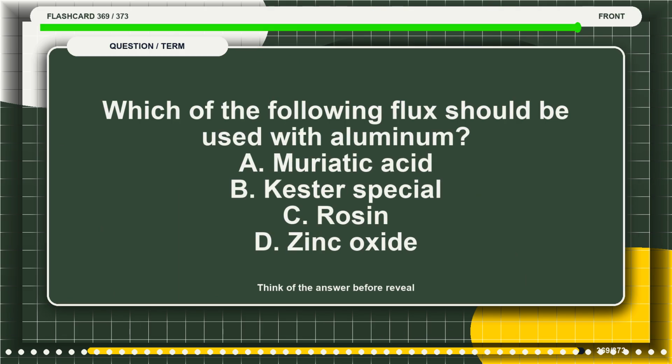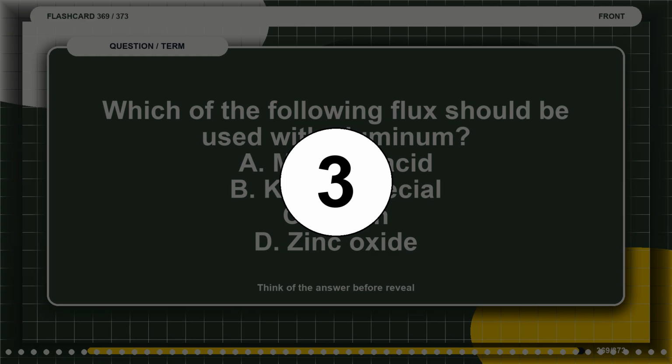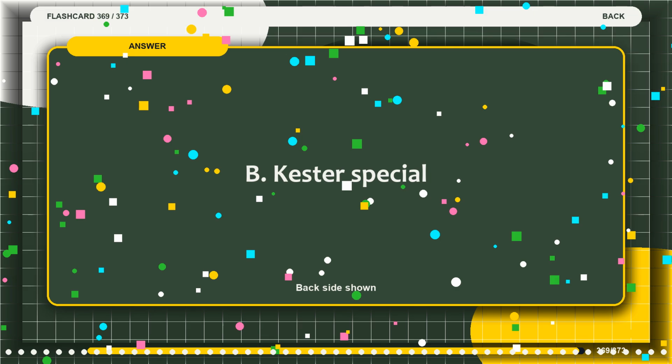Flashcard 369. Which of the following fluxes should be used with aluminum? A. Muriatic acid, B. Kester special, C. Rosin, D. Zinc oxide. Think of the answer before the reveal. The answer is B. Kester special.